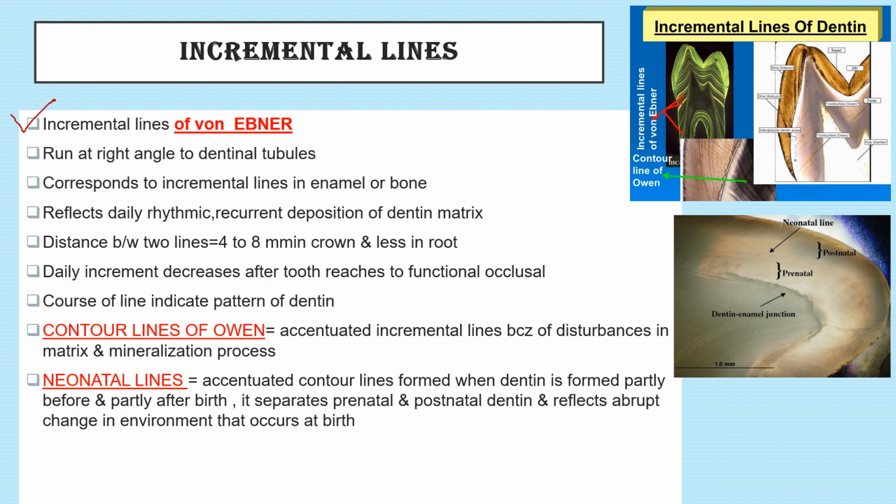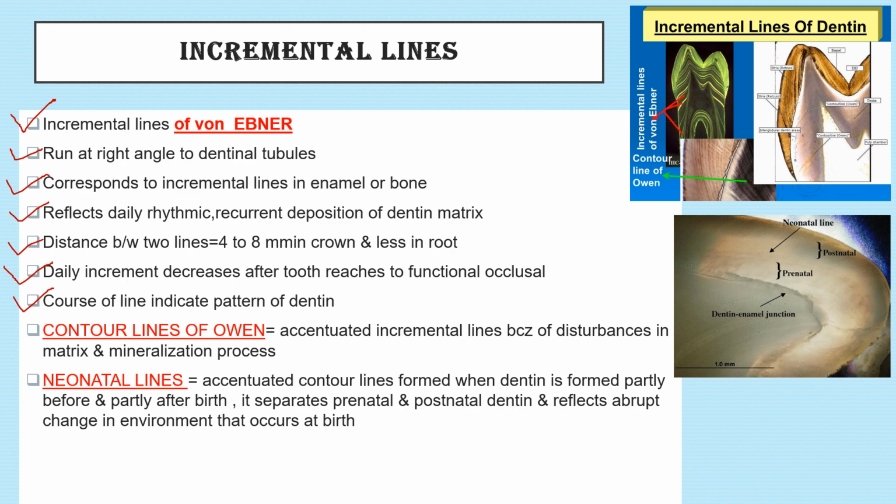Okay, they run at right angles to the dentinal tubules, meaning they are parallel to the pulpal surface. It corresponds to the incremental lines in enamel or bone, and cementum too. It reflects daily rhythmic recurrent deposition of dentin matrix, and the distance between two lines is 4 to 6 micrometers. The distance between the incremental lines is less in the root portion. The daily increment decreases after the tooth reaches functional occlusion, meaning once occlusion is established, the increment decreases and the formation of dentin slows down. The course of the line indicates the pattern of dentin formation.